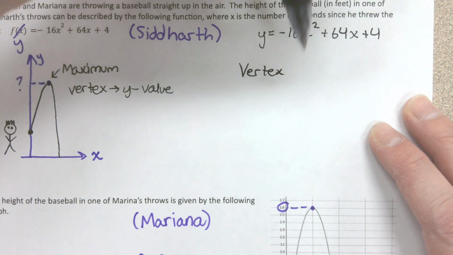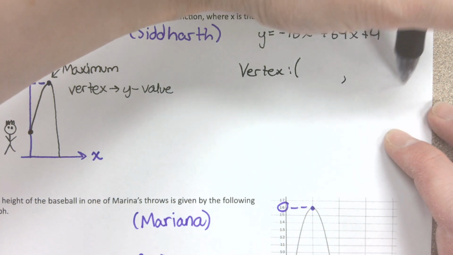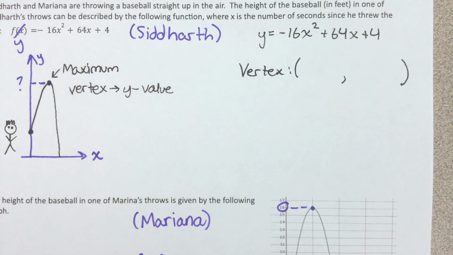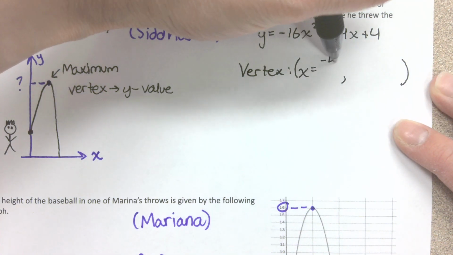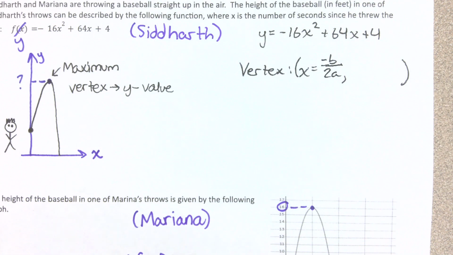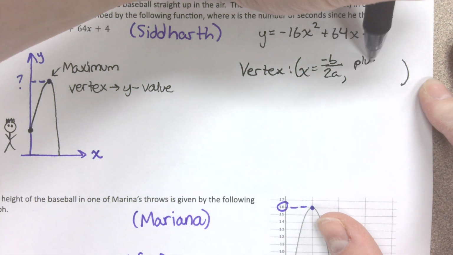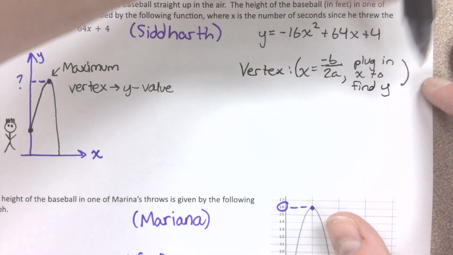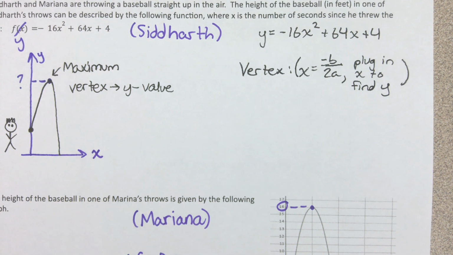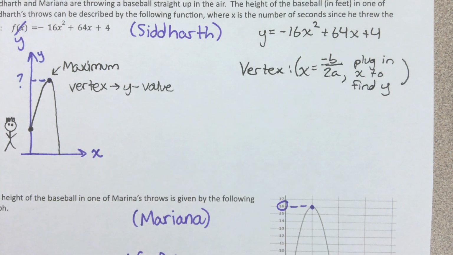And to find the vertex, how do we find the x? Negative b over 2a. X equals negative b over 2a. It's in the quadratic formula. We find x, and then how do we find y? Just plug it in. Plug in x to find y. That's very much review from Friday.